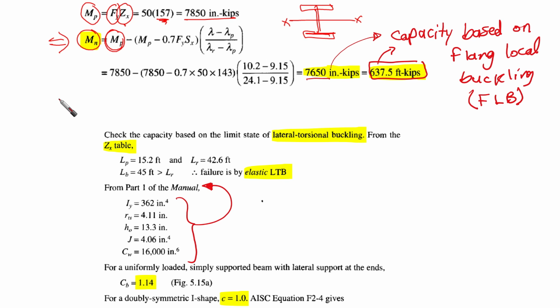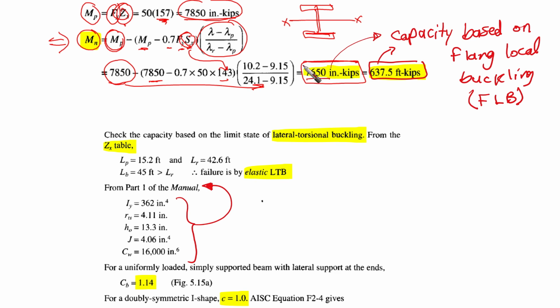This is Mp. Then, because we are a non-compact shape, our nominal flexure strength is going to be less than M plastic. It is going to be M plastic, which is already calculated here, 7,850, minus 0.7 F yield times Sx. Again, Zx and Sx are from the table. Times lambda minus lambda P over lambda R minus lambda P. You can calculate this, and you are going to find the value here.